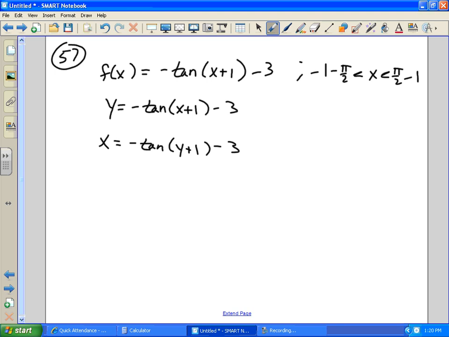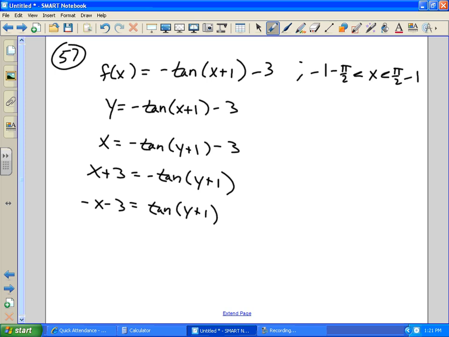So I need to solve for the y. So what do I do? I add 3 to both sides. So that gives me x plus 3 is equal to negative tangent of y plus 1. Why do you switch the x's and y's? Because I'm finding the inverse. I could divide by that negative, and I get negative x minus 3 is equal to the tangent of y plus 1.